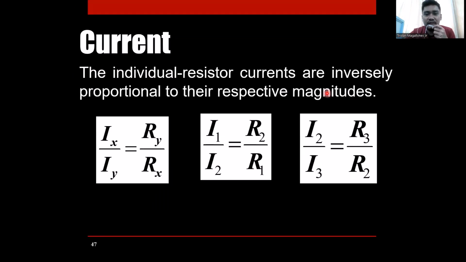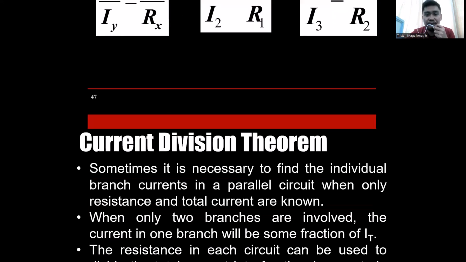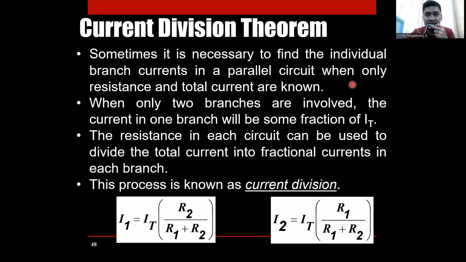So also here for parallel circuits, they have a certain relationship between the current and the resistance. So the individual resistor currents are inversely proportional to their respective resistance magnitudes. So these are represented by these equations here. You can see that Ix over Iy is equal to Ry over Rx. That is, I1 over I2 will be equal to R2 over R1, since again, they are inversely proportional to each other. So from there, we can derive the current division theorem.